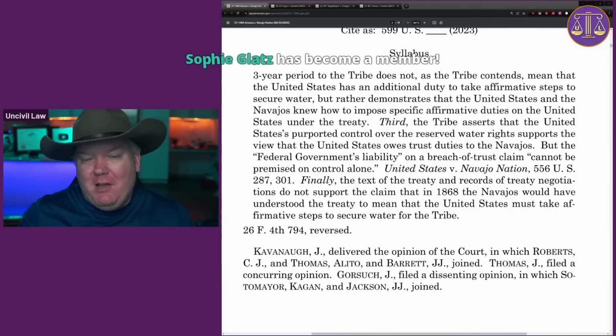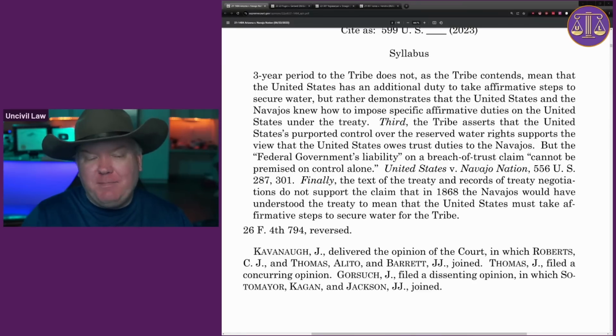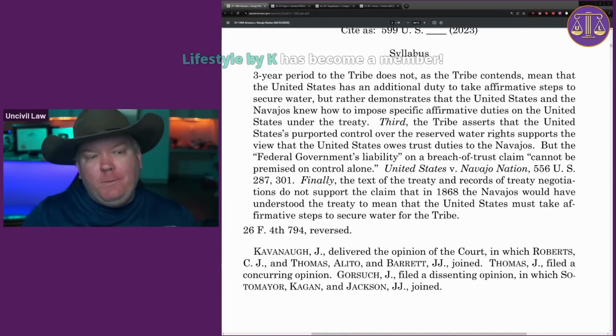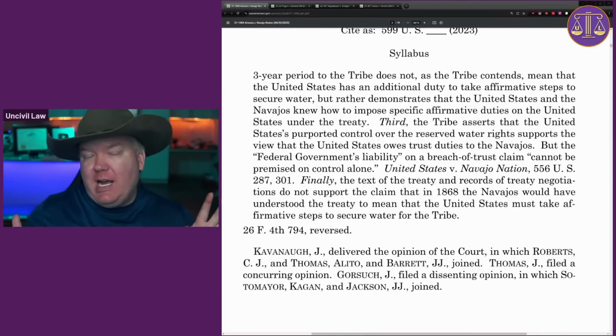Finally, the text of the treaty negotiated does not support the claim that the Navajos would have understood the treaty to mean the United States took such steps. So again, we're looking at this kind of like contract language, right? We're looking to the understanding between the parties. In contract, we look for a meeting of the minds: what did the parties understand the contract to mean? So we look to the exact language of the contract, which is informative. We call it a treaty here, but we're basically treating this like a contract.